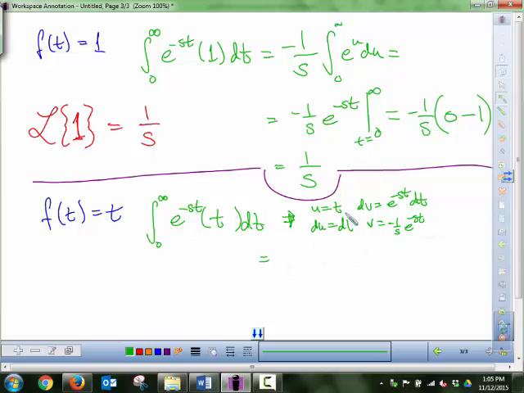So that gives us uv. So it's negative, I'll switch the order here, 1 over s times t e to the negative st minus the integral of v du. Now v du has a negative 1 over s. I'll not combine the negative signs yet. I could, but we'll do that a little bit later. And then we have the integral from 0 to infinity of e to the negative st dt.